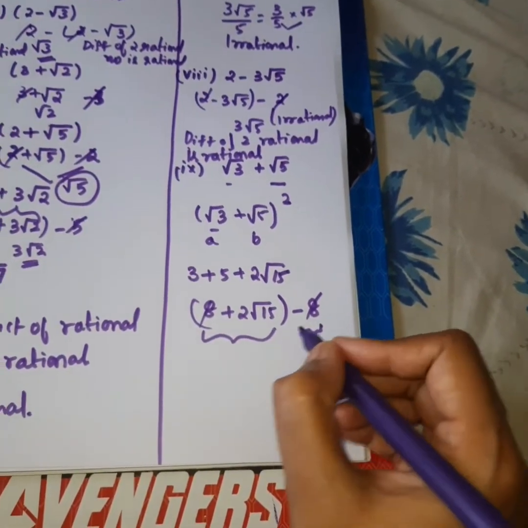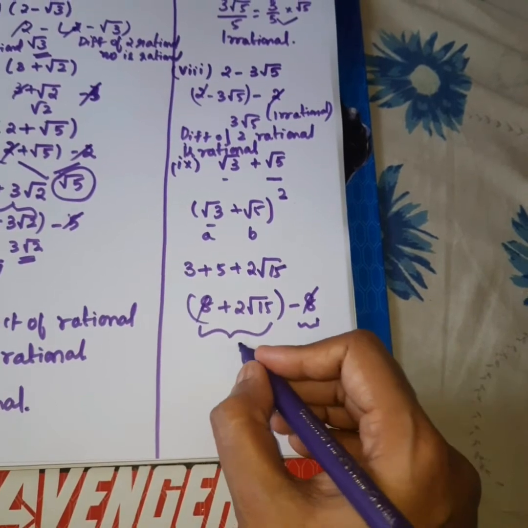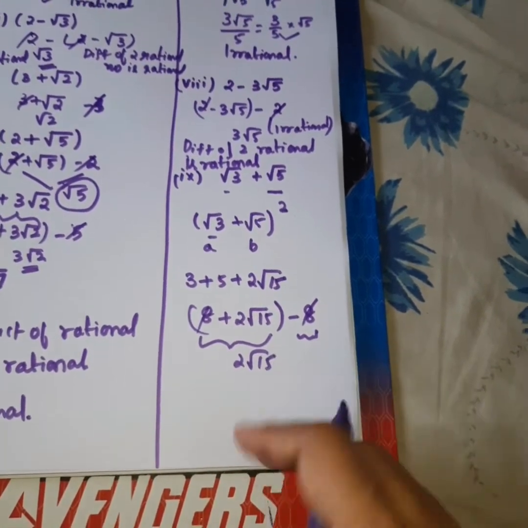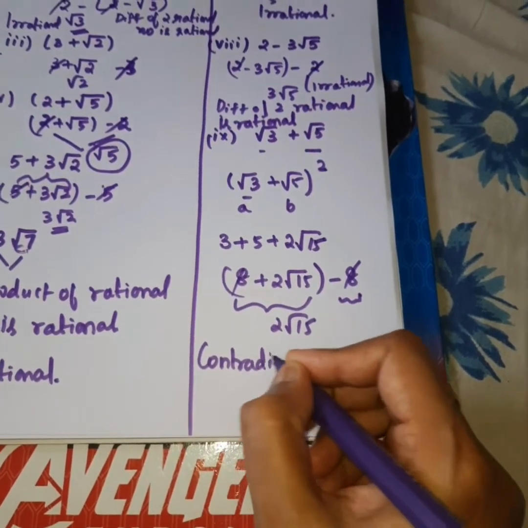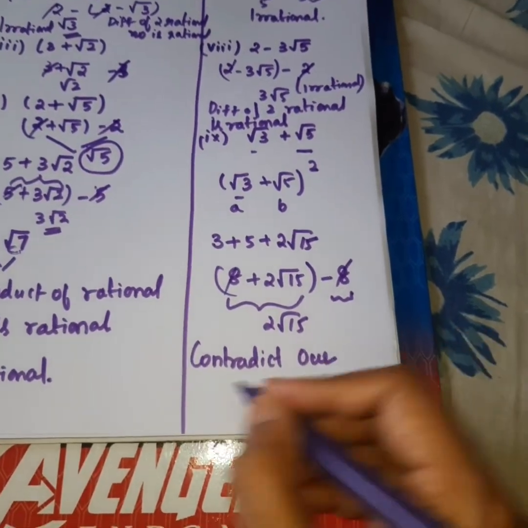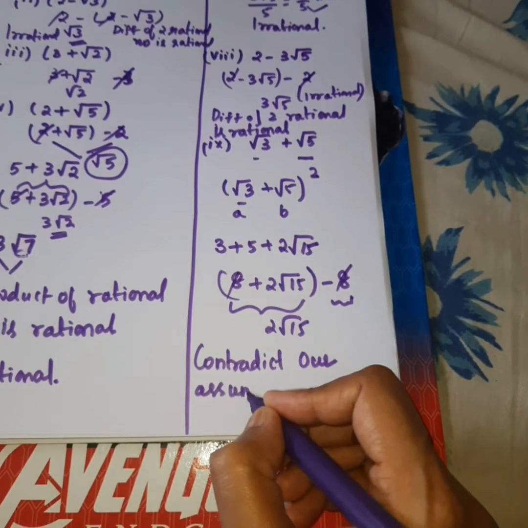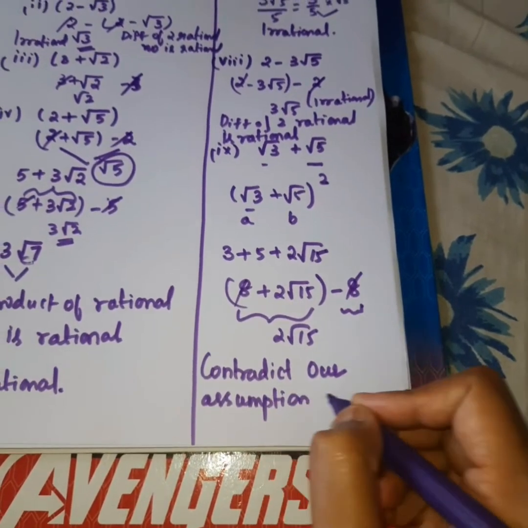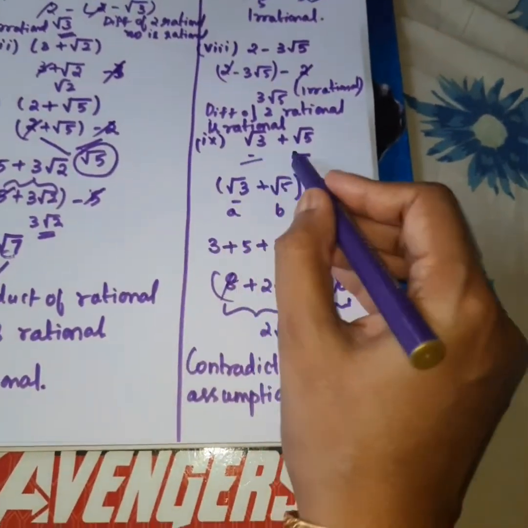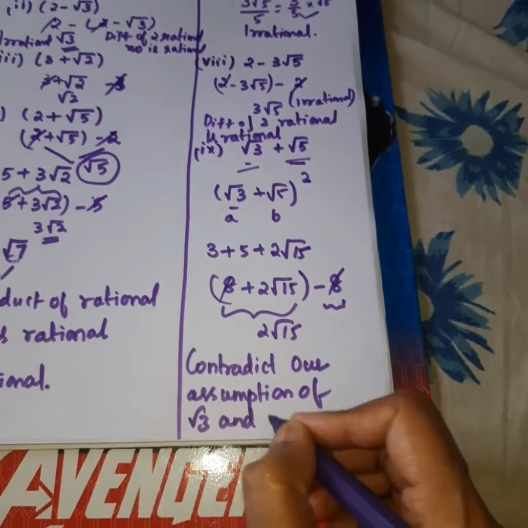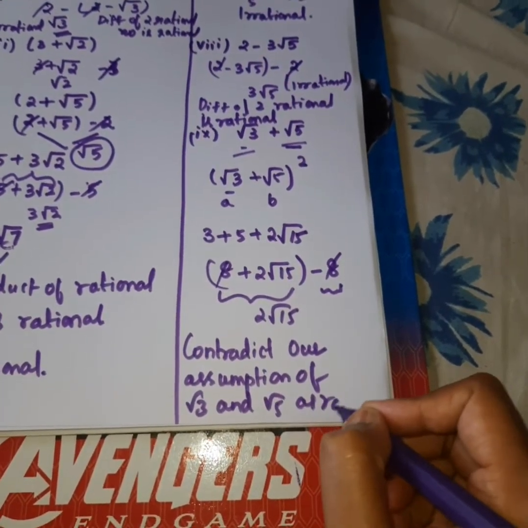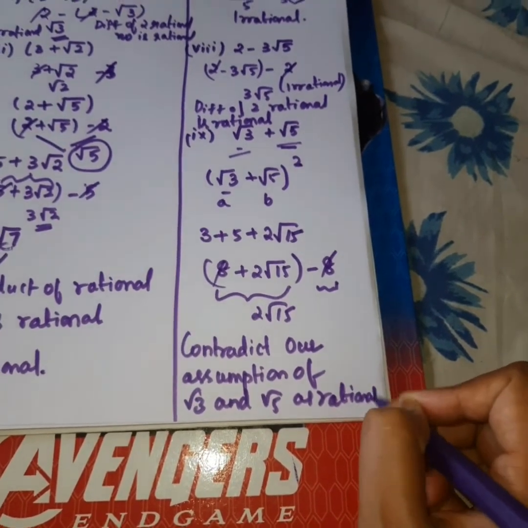So the difference, if we assume both are rational, the answer also should be rational, which is not the case. Hence this is an irrational number, which contradicts what we assumed at the beginning, that both are rational numbers. So this proves that the given number square root of 3 plus square root of 5 is irrational.